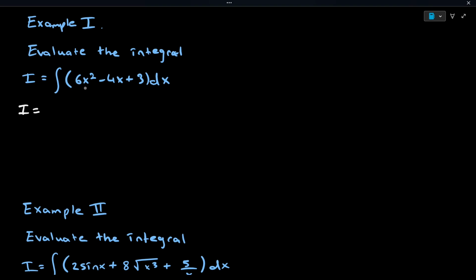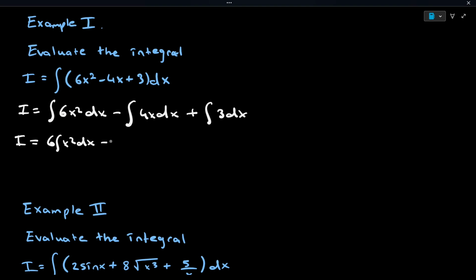Normally, you could probably figure it out just by looking at it, but it's the first time doing it, so let's go step by step. First, I'm going to use property number 2 and separate the integrals: integral 6x squared dx minus integral 4x dx plus integral 3 dx. I could use property 3 immediately as well, but I want to go step by step. After this example, we can do that as well. Now let's take the constants out. Property 1: 6 integral x squared dx minus 4 integral x dx plus 3 integral dx.